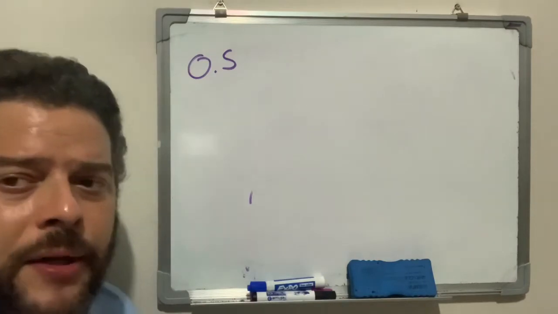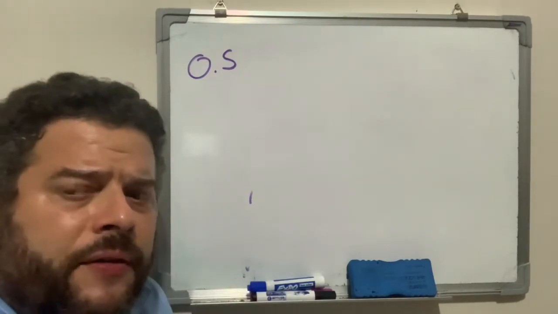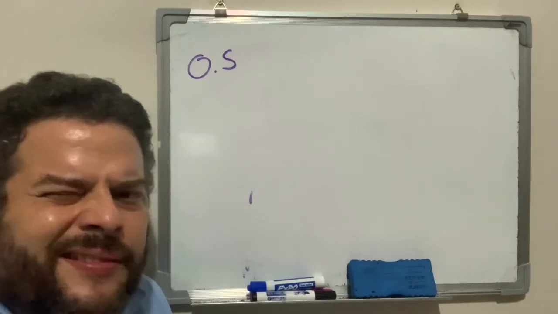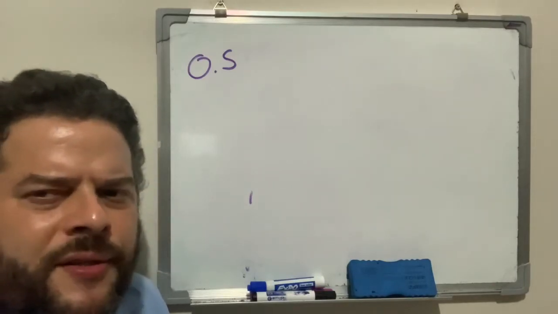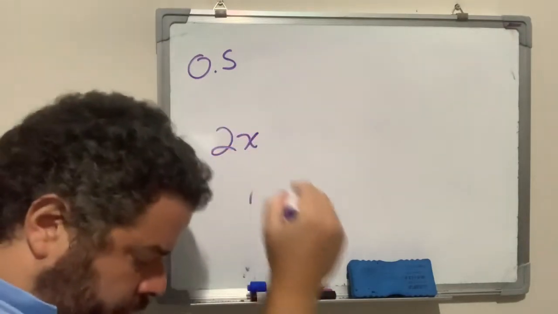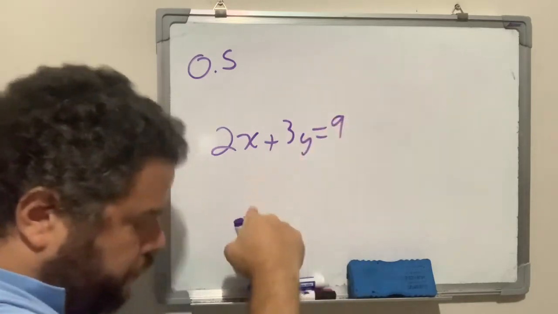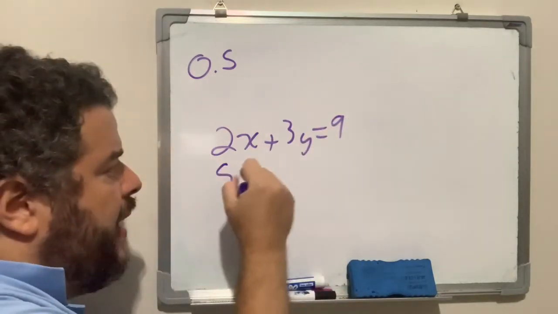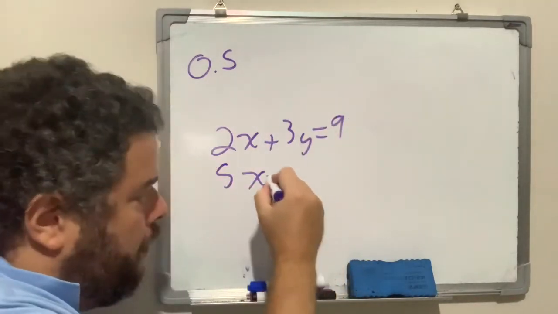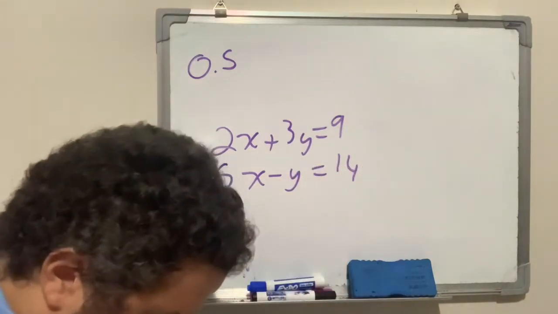And again, I recommend you never do substitution unless you're given incredibly small, simple equations or systems. Just don't substitute, do elimination. It's always gonna be faster. But let's say, for example, if they give me the example two, let's do it by substitution. 5x minus y equals 14.